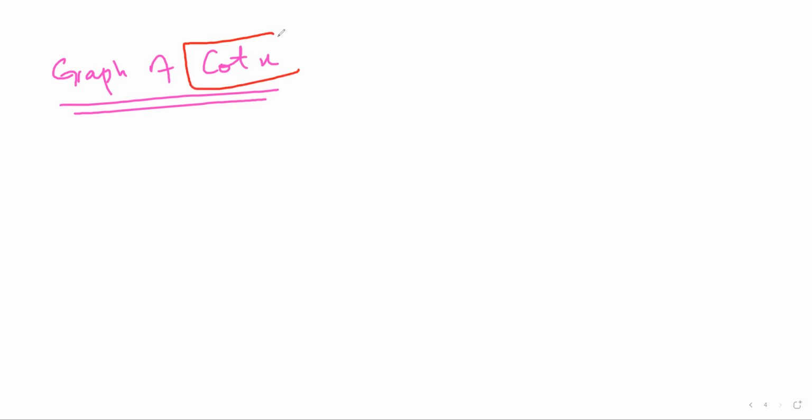Okay, we have to talk about the graph of cotangent x now. Again, as we have done for sine and cosine, for cosecant and secant, to learn about this cotangent x, we'll be going back towards the tan x. You'll have to see how we have this tan x here.